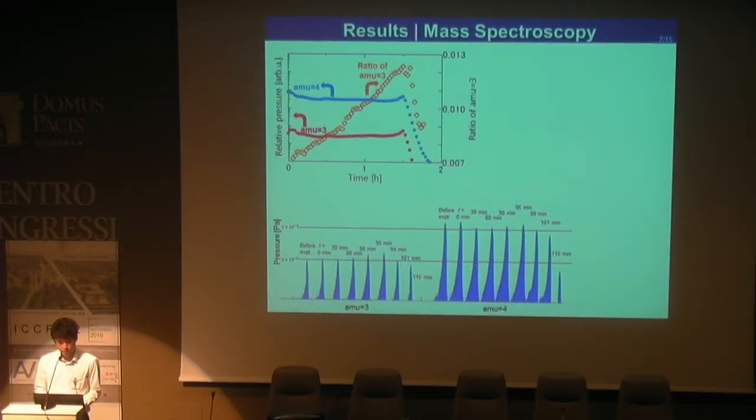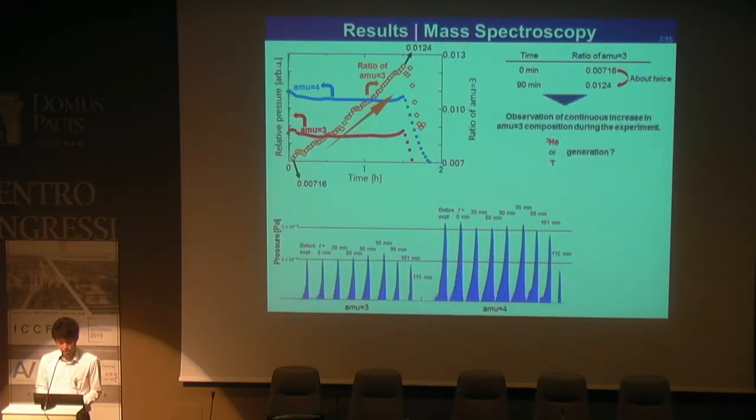This chart added the ratio of mass number 3. This shows that the ratio of mass number 3 is increasing gradually during the experiments. At 0 minutes, that ratio is 0.00716. At 90 minutes, that ratio is 0.0124. So comparing these values, you can see that it is about twice. This result might indicate the generation of helium-3 or tritium.